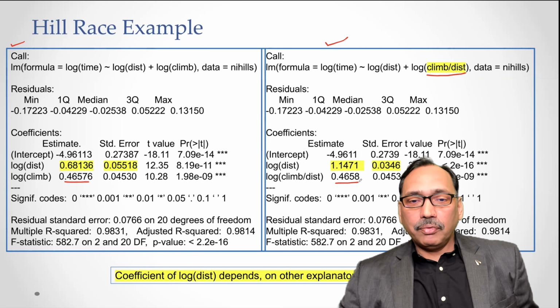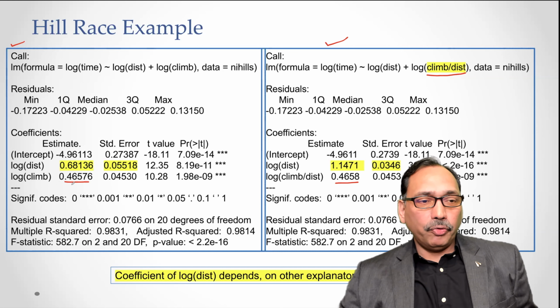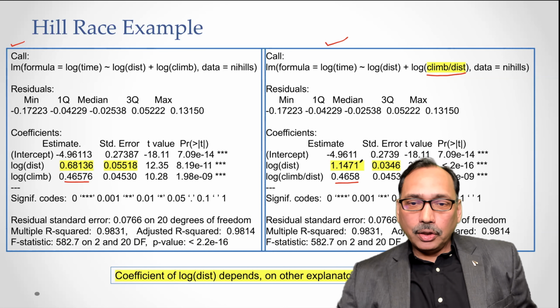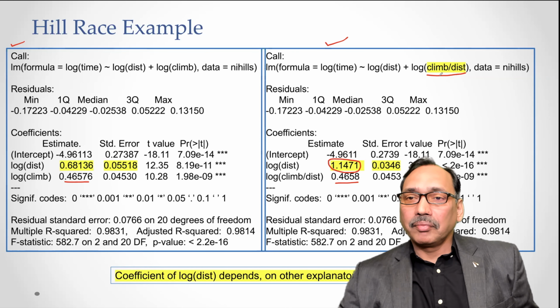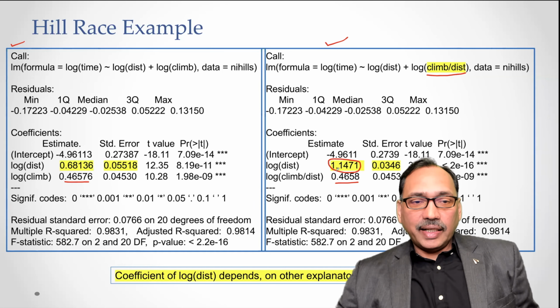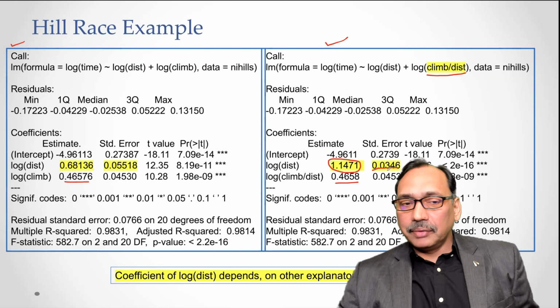Climb versus distance, or climb divided by distance: 0.46, 0.46. The coefficient more or less remains the same. But what you'll notice is there is a big increase in the coefficient for distance by doing this. So 0.68 and now it is 1.14. And not only that, the error has come down. It was 0.05, now it is only 0.03.